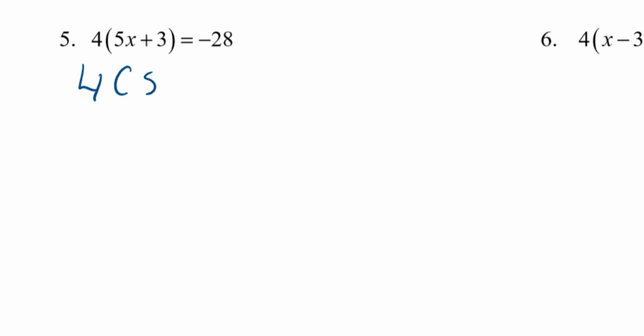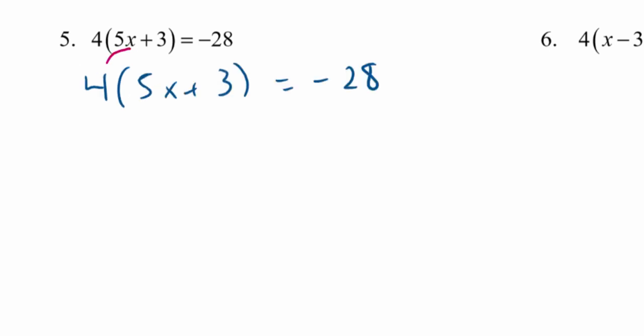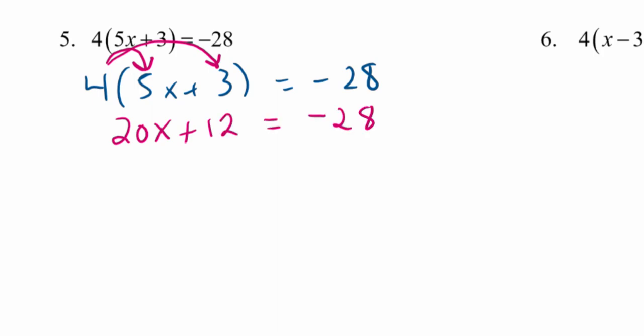So I'm rewriting here. We will use our distributive property on the left-hand side first. We'll distribute the 4 in the parentheses, and I like to put these arcs to help me. 4 times 5x is 20x, and 4 times 3 is 12. And now we're ready to move the constant terms together. So we have this 12 on the left and the negative 28 on the right-hand side. Since we want to isolate the x, and our x is on the left-hand side, let's use the subtraction property to subtract 12 from both sides of the equation.